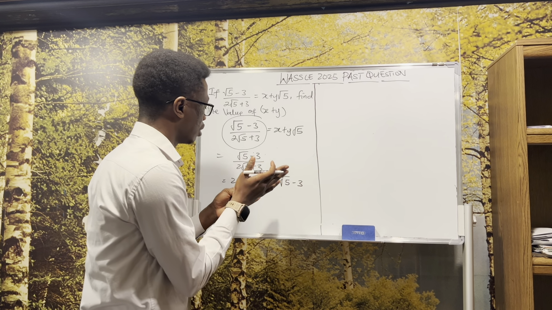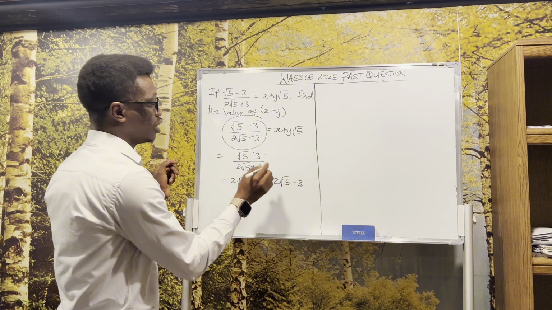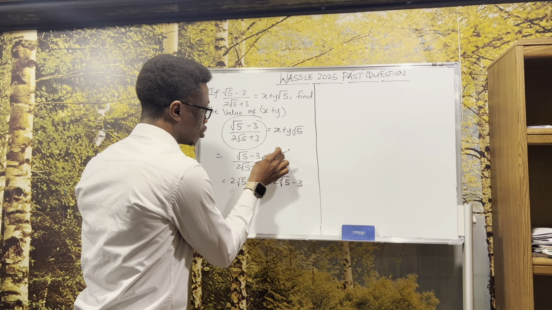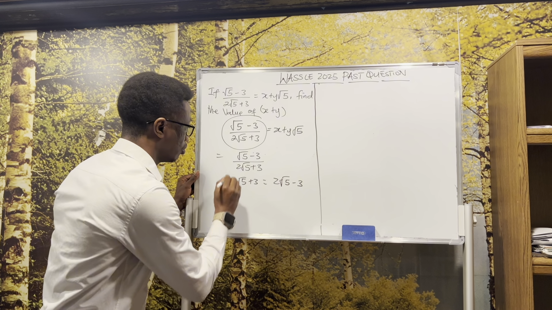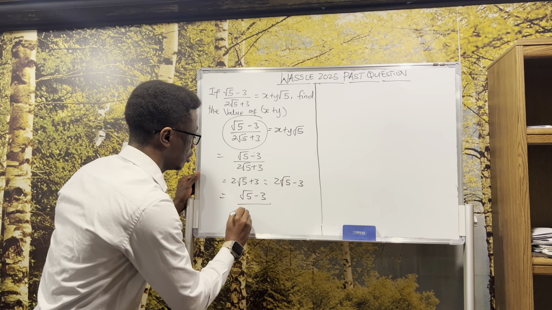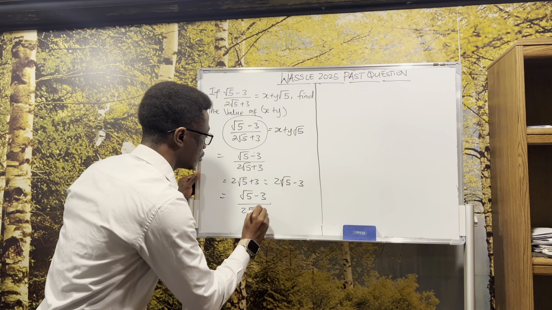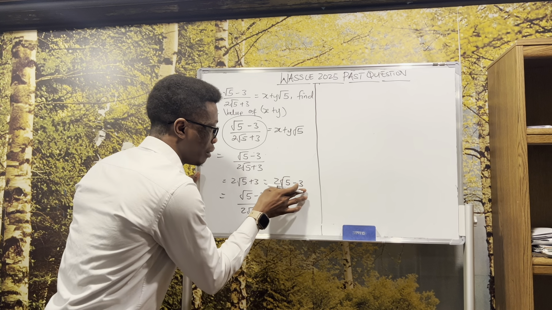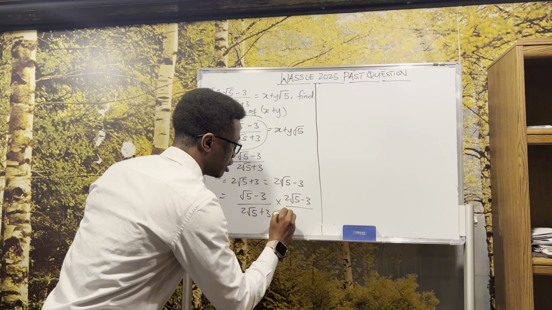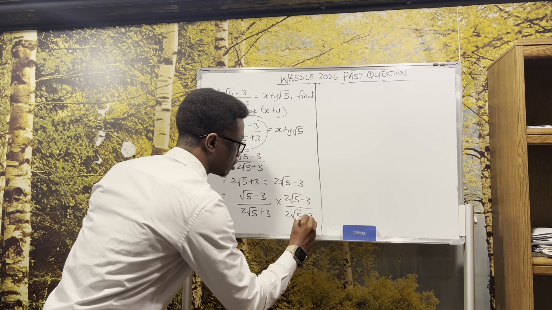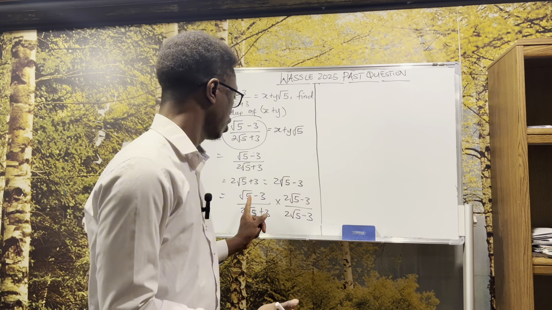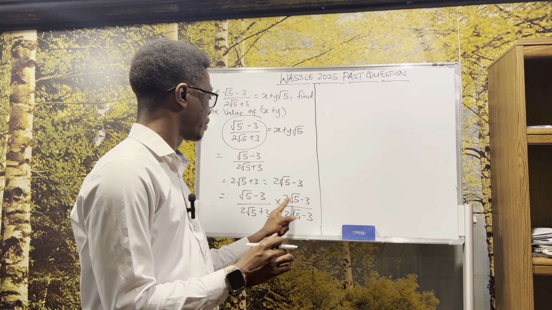Once you do that, the next thing is to multiply this conjugate by the numerator and the denominator. So this becomes (root 5 minus 3) divided by (2 root 5 plus 3), and you multiply by the conjugate, 2 root 5 minus 3, and the same again, 2 root 5 minus 3. So that's the second step.